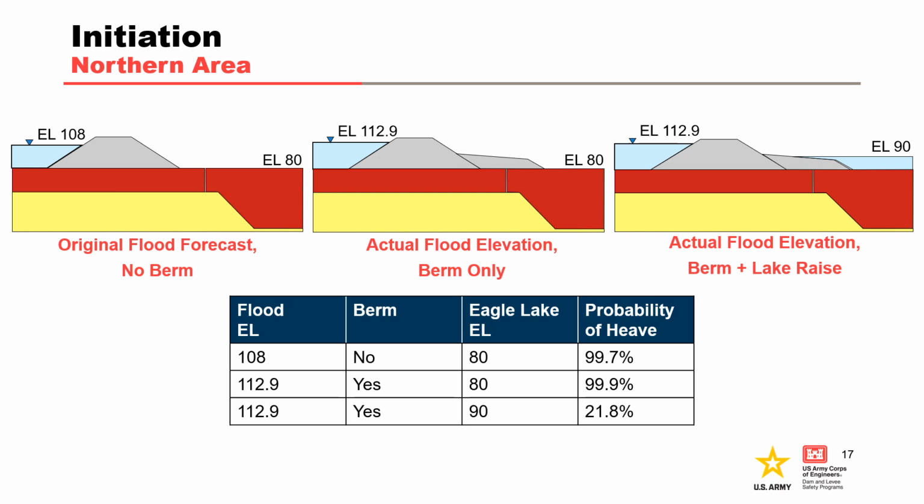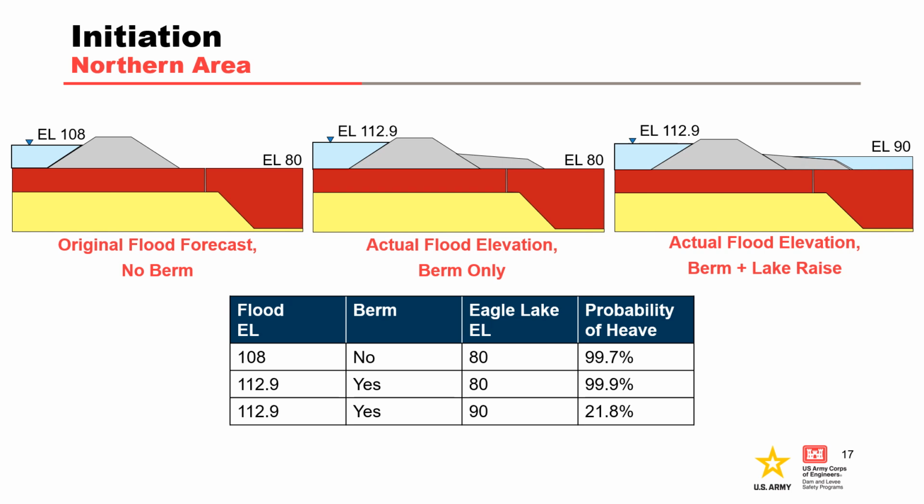The second case adjusted the flood elevation to reflect the actual Mississippi stage of 112.9 feet, and it accounted only for the presence of the emergency berm on the land side of the levee. This scenario had a flood differential of approximately 33 feet, which would have been by far the largest loading experienced by the embankment. The resulting probability of heave for this case was 99.9%.